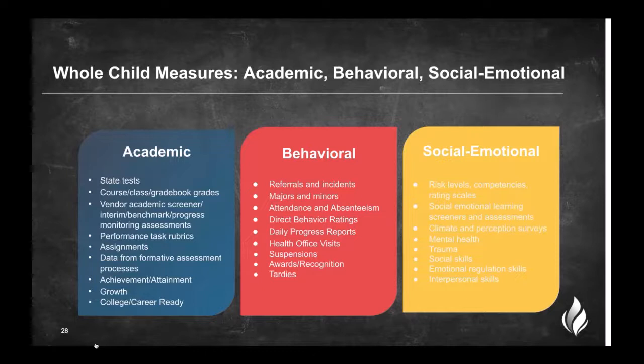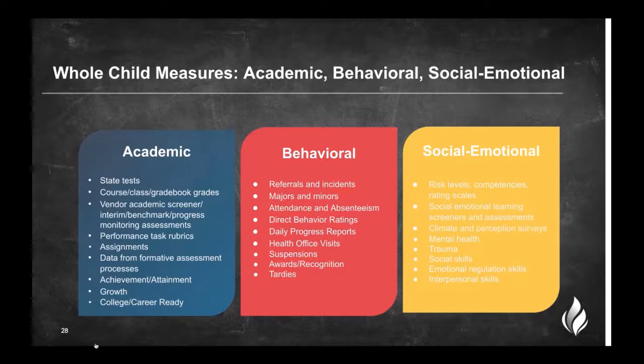We have suspension data, we might have awards and recognition data. We also have some tardy data, which is sometimes a good indication of the whole system in the school. Why do we have so many kids tardy immediately after a break time or something? And what can we do to prevent that from being an issue for all students?